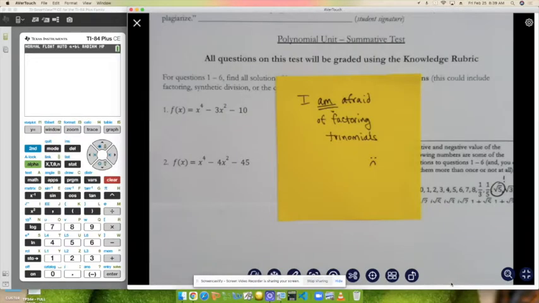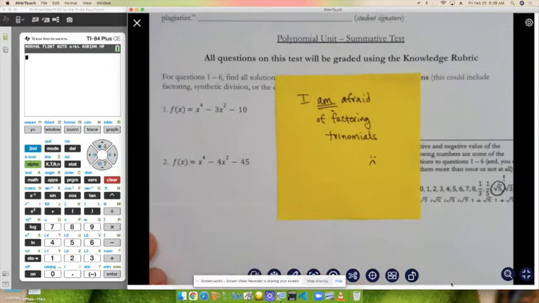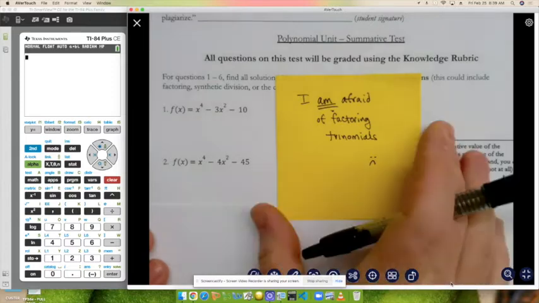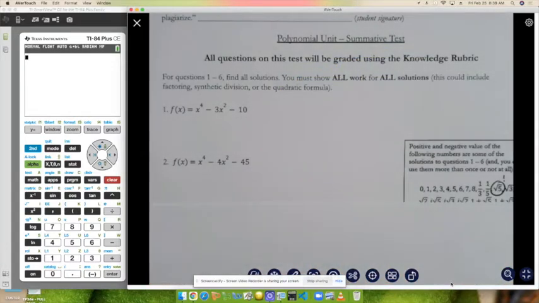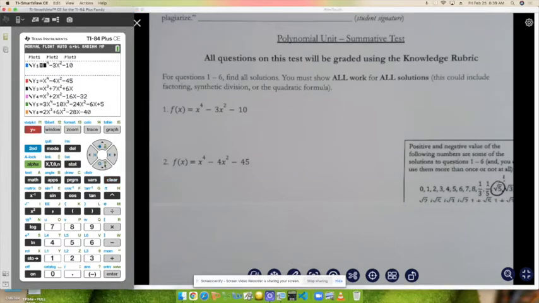Hi everybody, this is the Polynomial Summative Walkthrough for people that are afraid of factoring. You shouldn't be afraid of factoring, but if you are, you can still do pretty well in this test. You can still get all the same answers, you just have to use your graphing calculator way more.